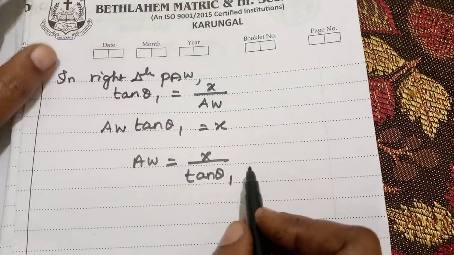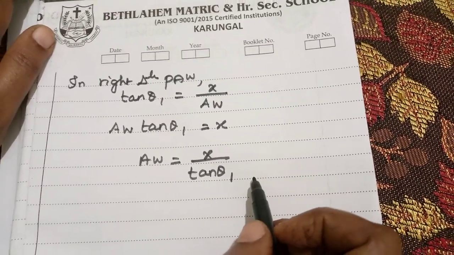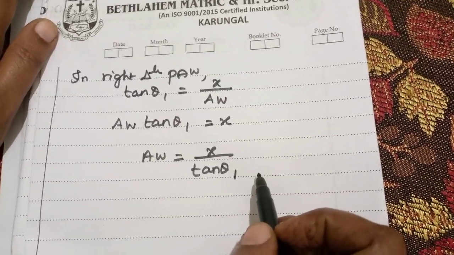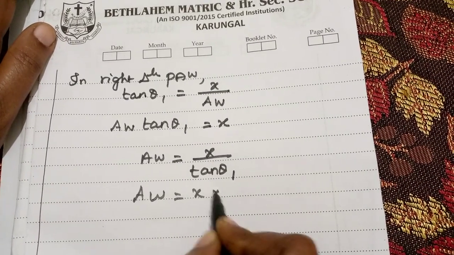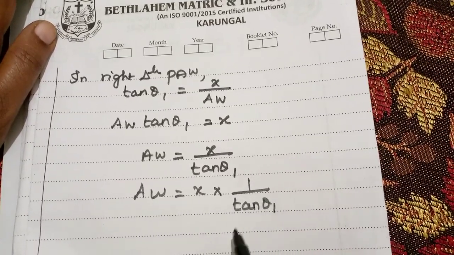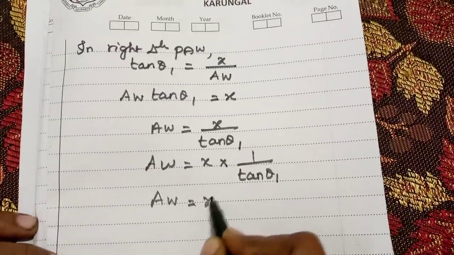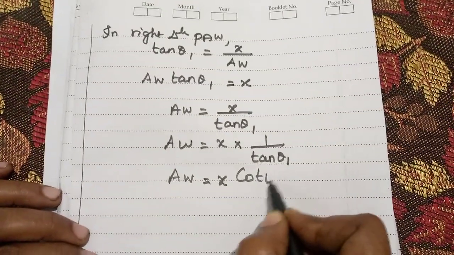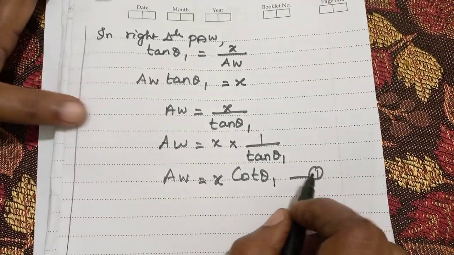So we know that 1 by tan theta is cot theta. Here the answer we have to verify with the cot ratio. So let us write here AW is equal to X into 1 by tan theta 1. So 1 by tan theta is cot theta. So AW can be written as X into cot theta 1. Equation number 1. Similarly, next right triangle.